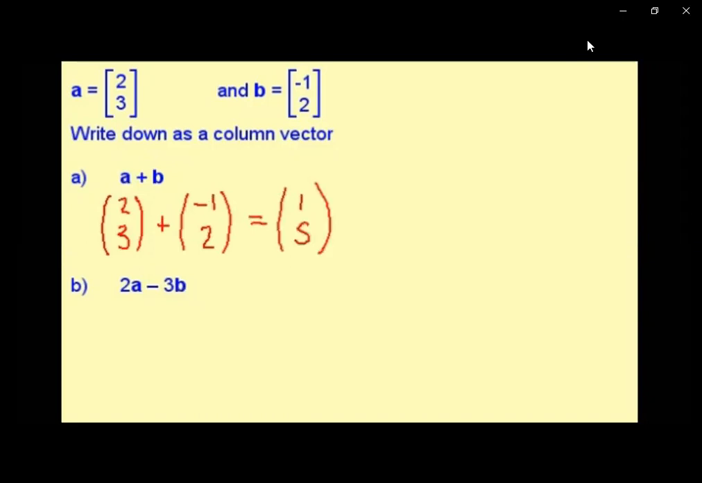For the second part, I need to start by multiplying vector A by 2. This gives me 4, 6. I then need to multiply vector B by 3, which gives me -3, 6. 4 minus -3 gives me 7, and 6 minus 6 gives me 0.